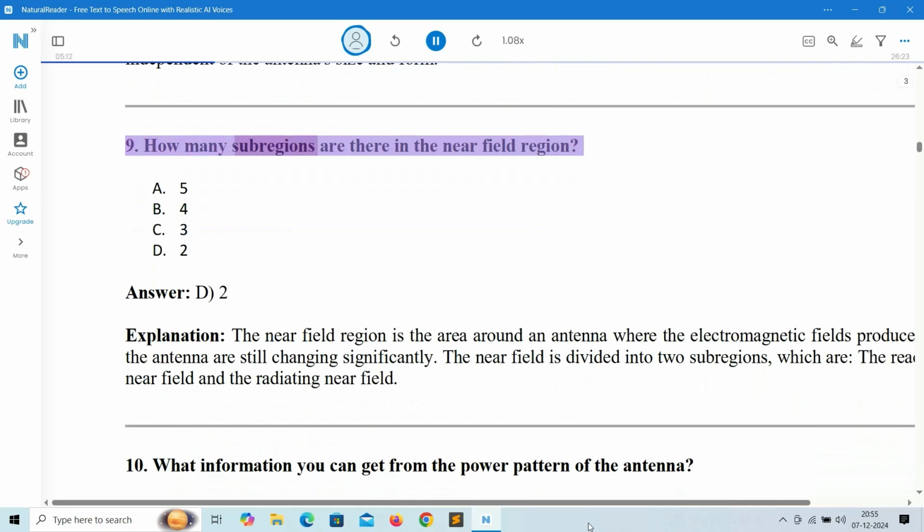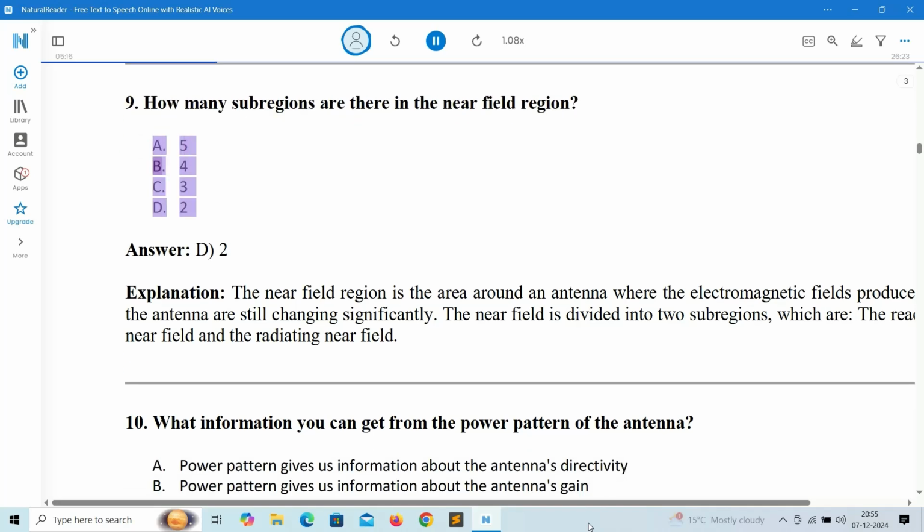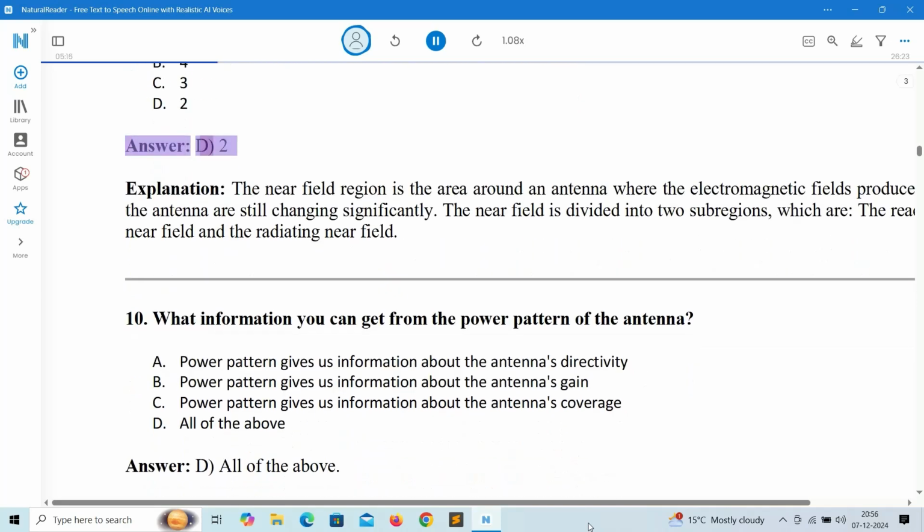9. How many subregions are there in the near field region? A. 5. B. 4. C. 3. D. 2. Answer: D. 2.